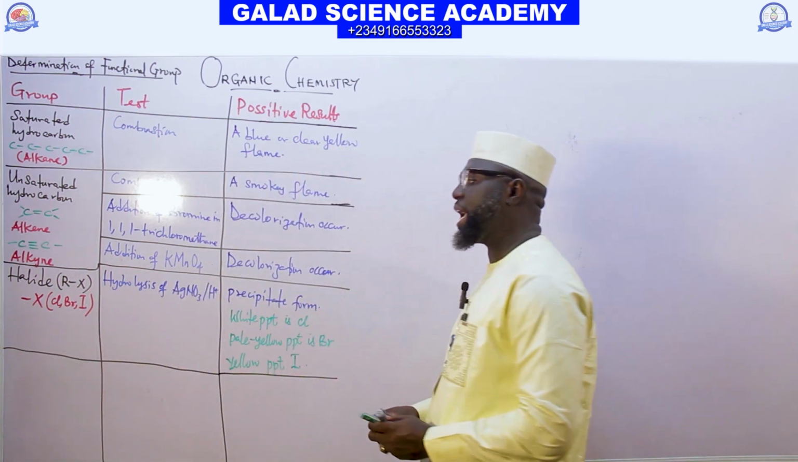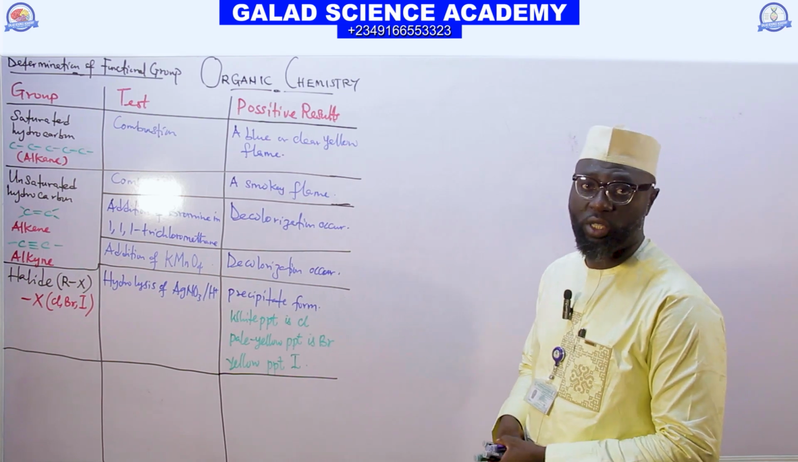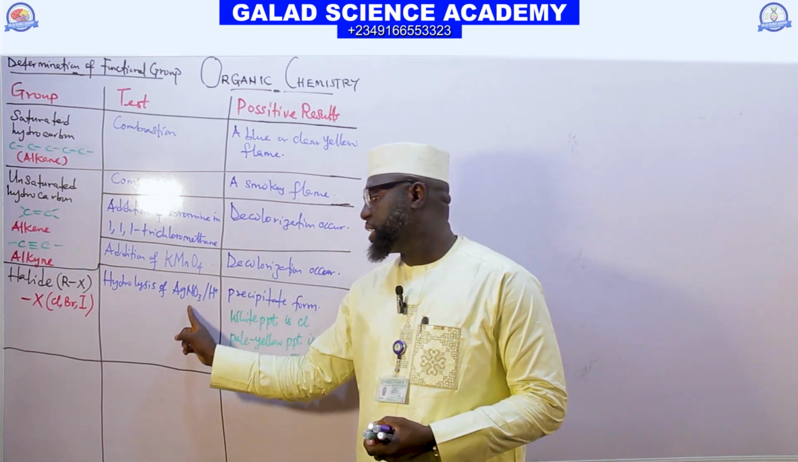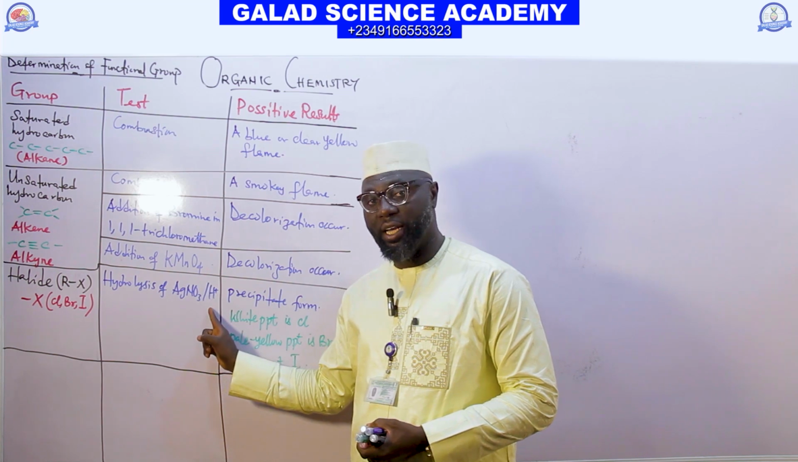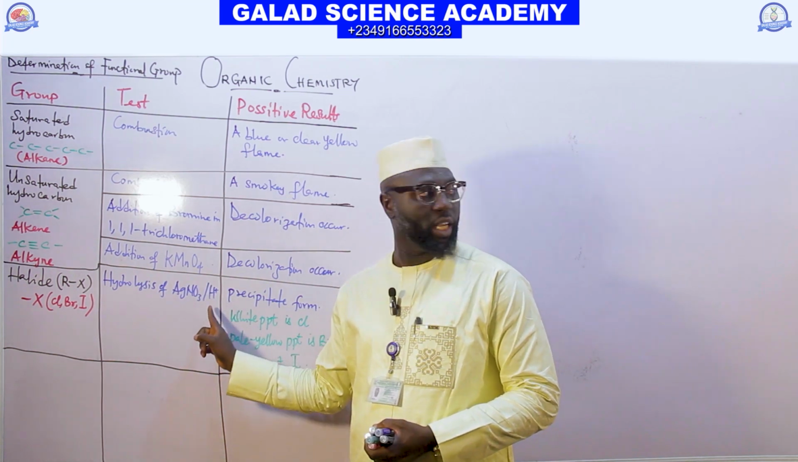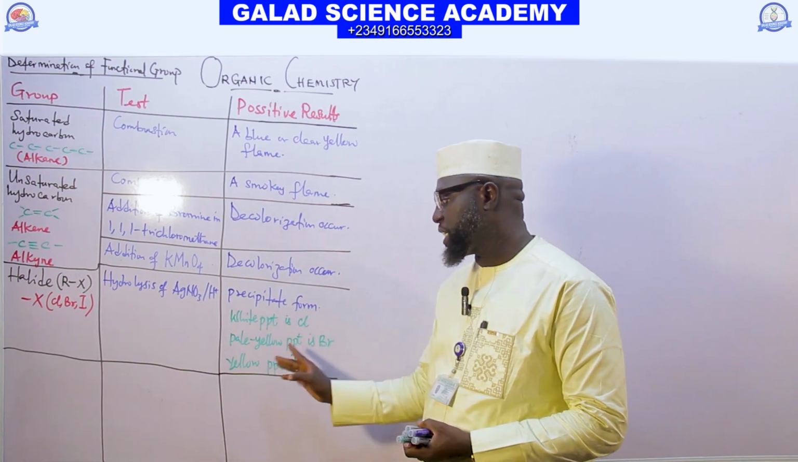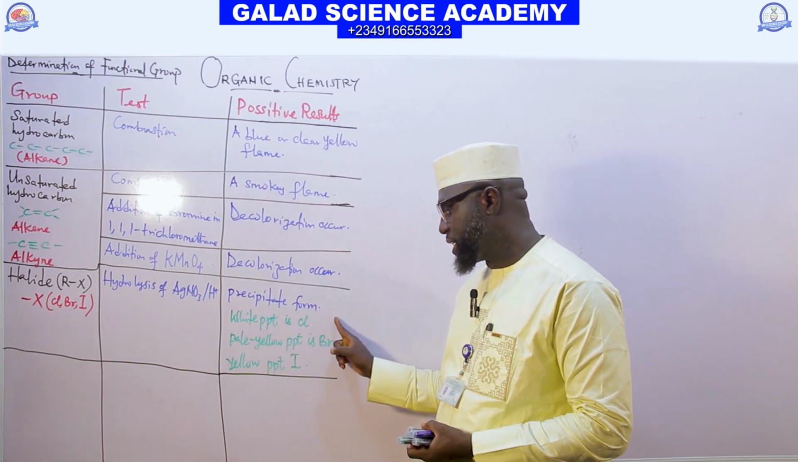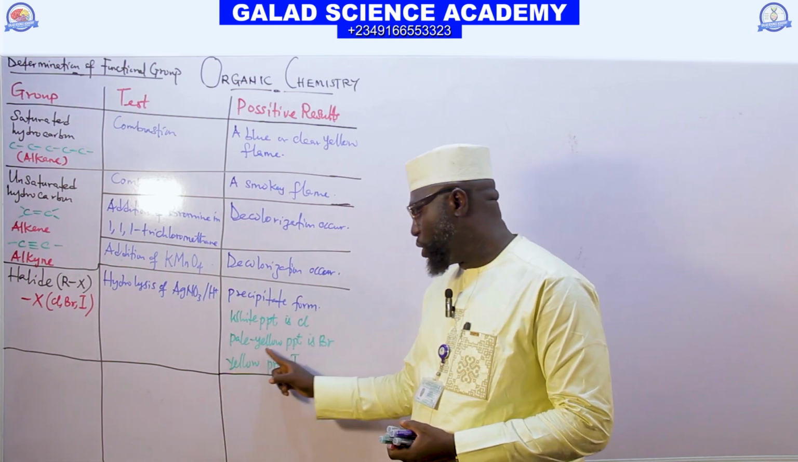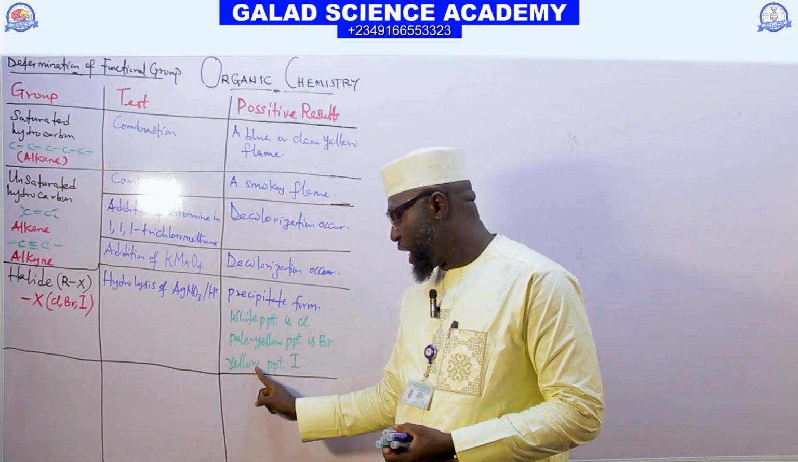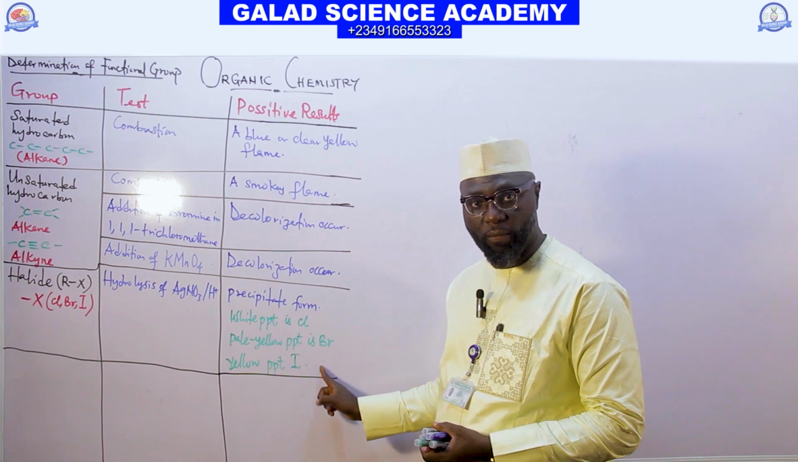So to test for halide, which reagent do we use? It is AgNO3 and HNO3. A precipitate forms. If it is a white precipitate, chloride is present. If pale yellow, it is bromide. If a yellow precipitate forms, iodide is present.